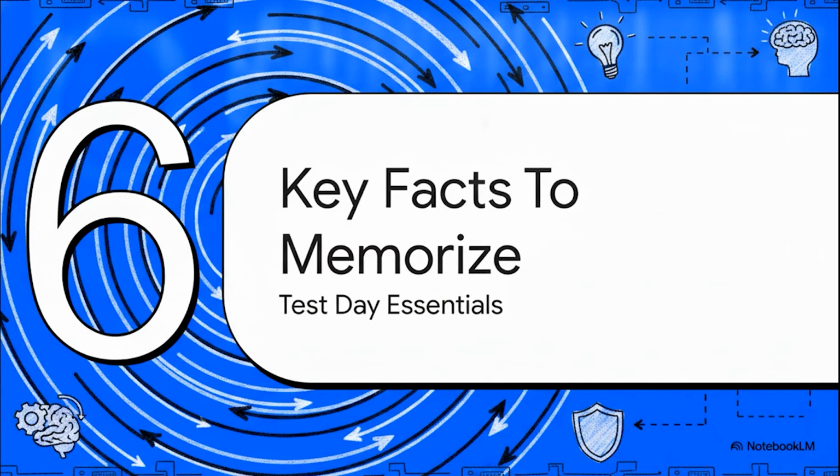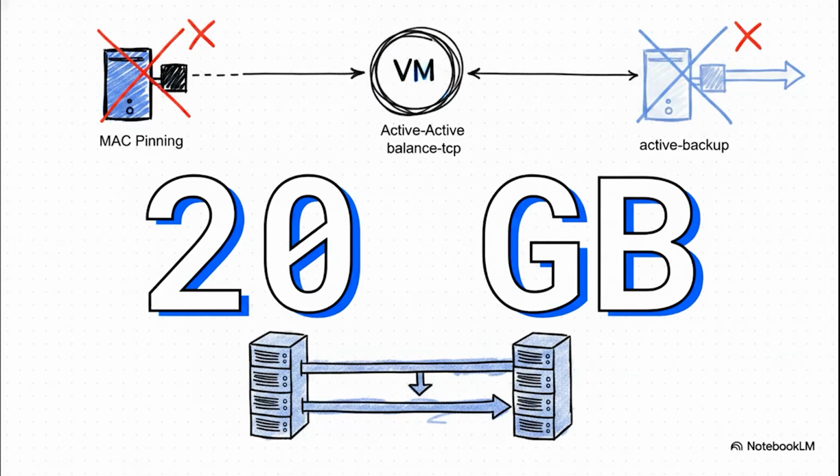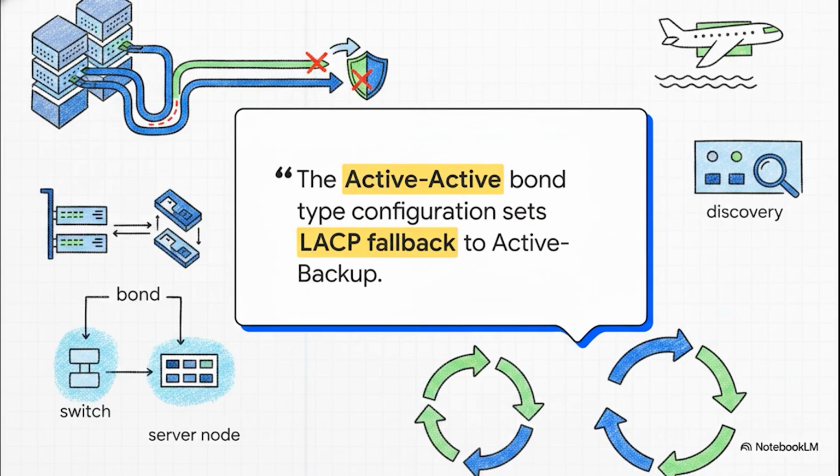All right, home stretch. Section 6, key facts to memorize. 20 gigabytes. That's the maximum VM NIC throughput, and you can only achieve that if you are using the active-active balance-tcp mode. Do not let the test trick you into thinking MAC pinning or active backup can magically push 20 gigs to a single VM. It literally can't. Next up, that automated LACP fallback behavior we talked about, it's absolutely crucial.